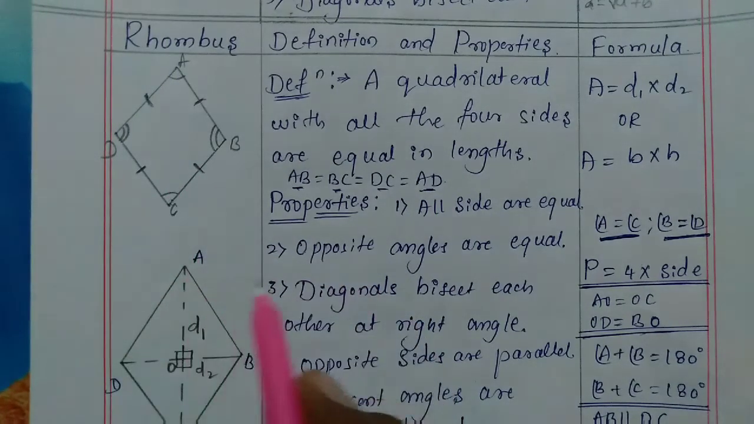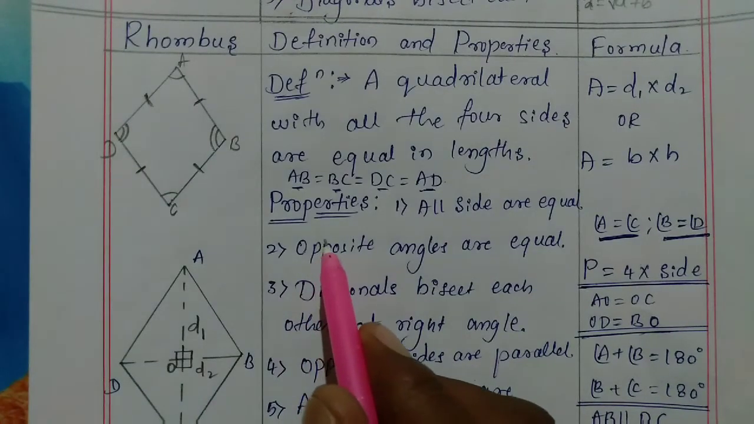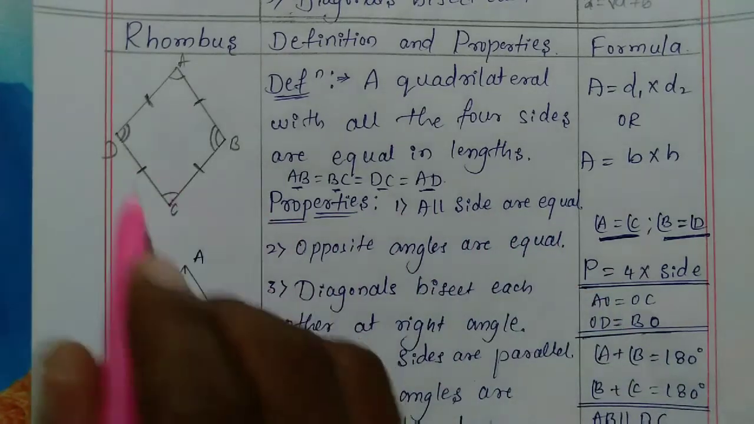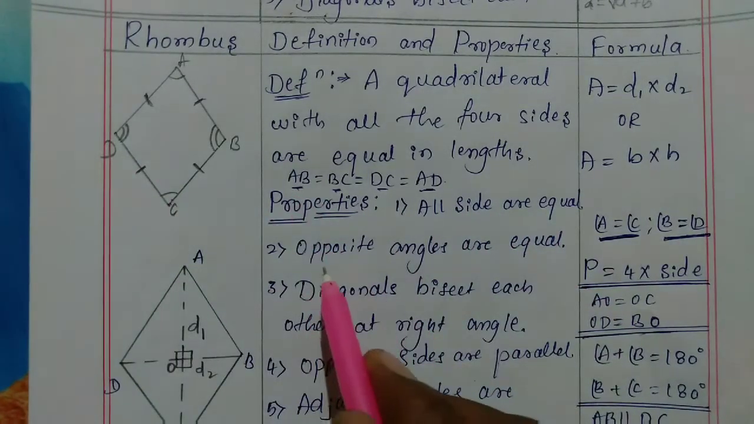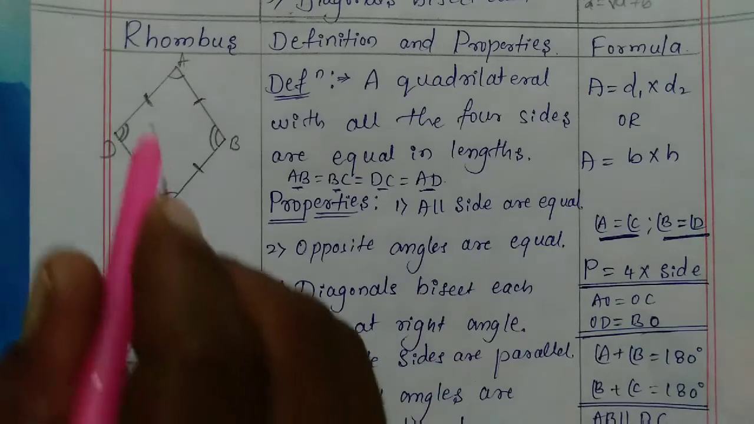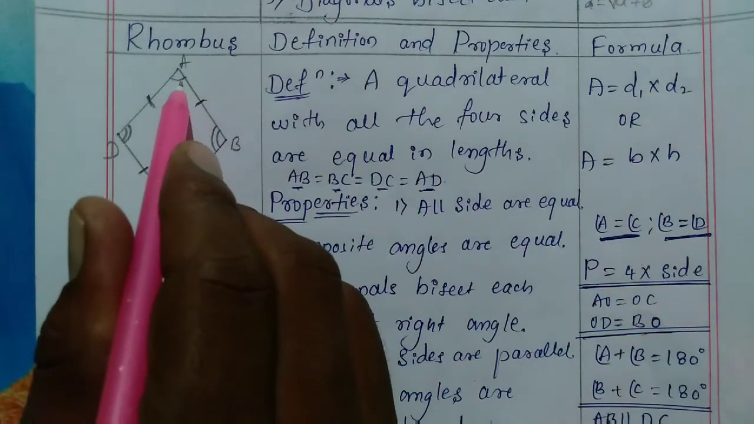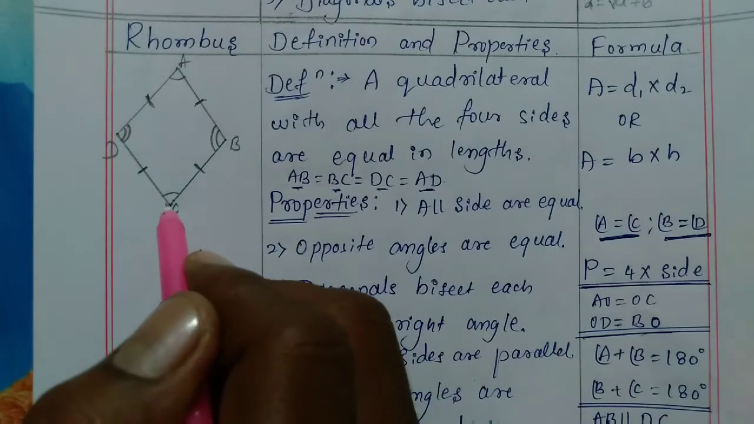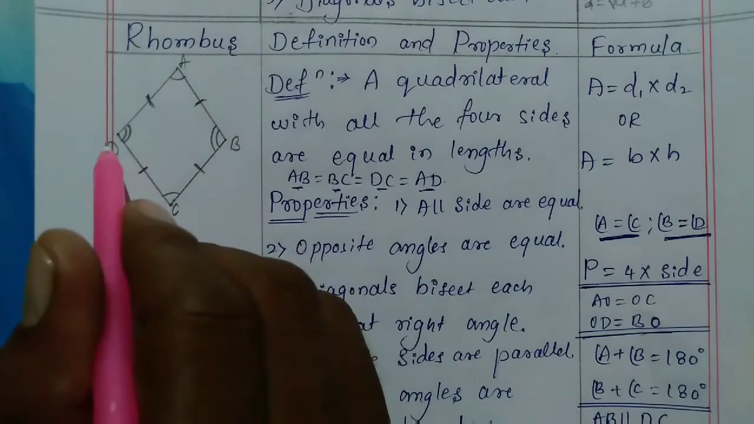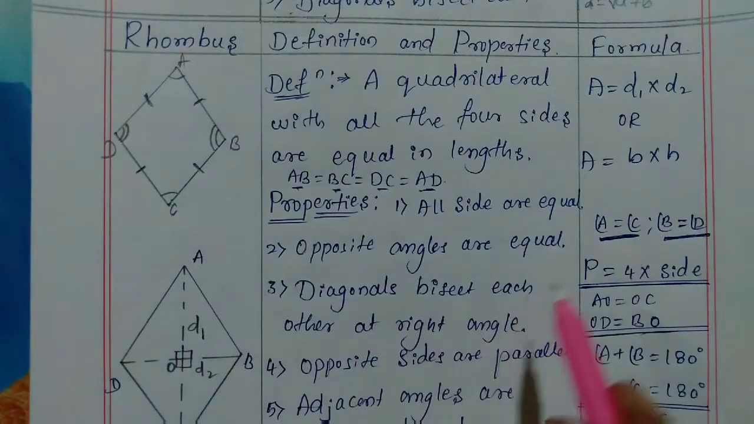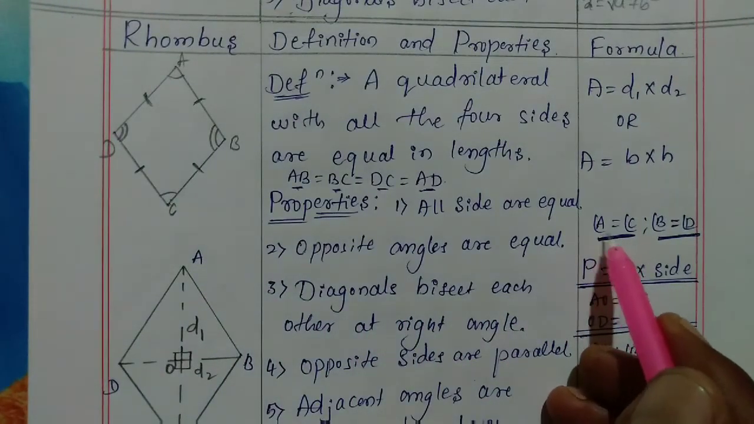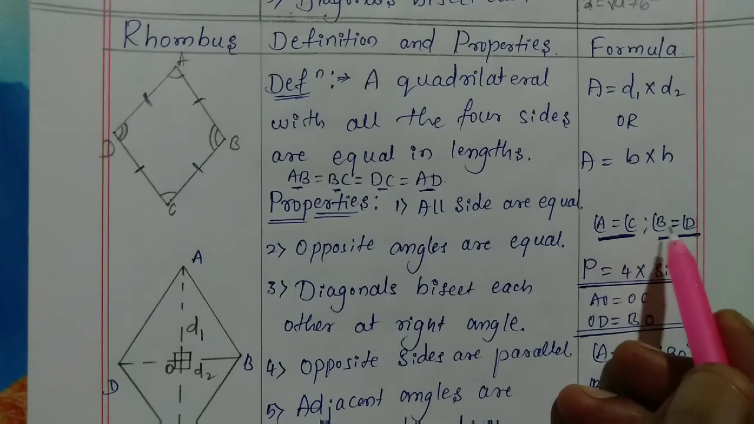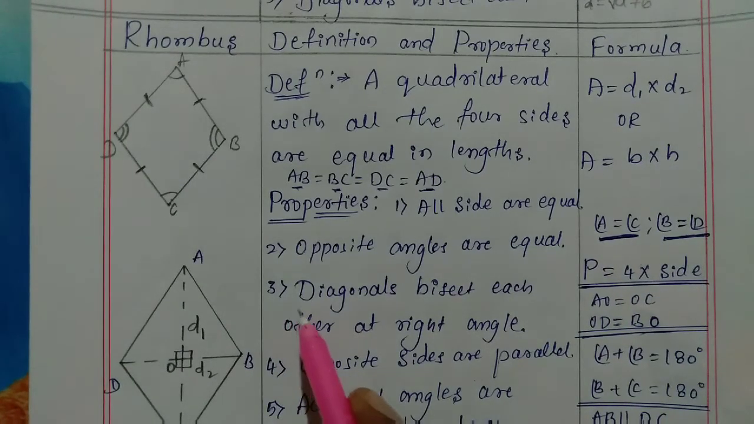Okay. So next, properties. First one, all sides are equal. Next, second one, opposite angles are equal. So in this figure, opposite angles are equal. Angle A is equal to angle C. Similarly, angle B is equal to angle D. So I will write here angle A is equal to angle C and angle B is equal to angle D. Second one finished.